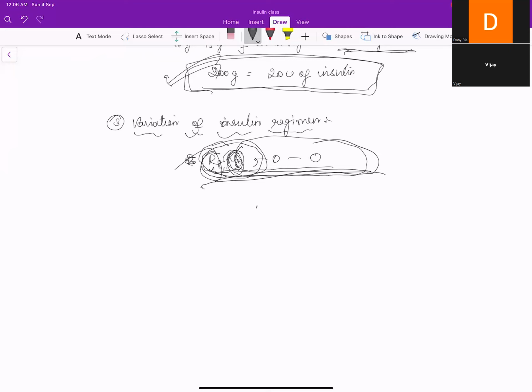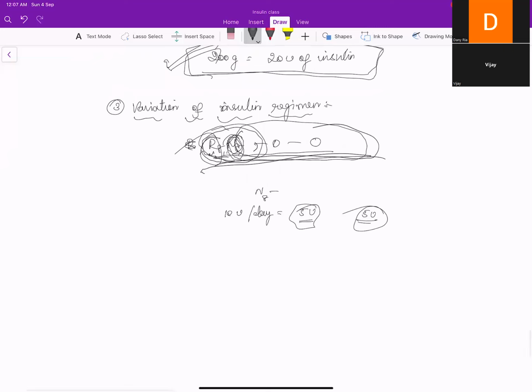Similarly, I told you N preferably you have to give in the night time to reduce the hepatic glucose output. But many people use N morning and night. So if you are starting at 10 units per day, rather than giving it completely in the night, some give 5 units in the morning and 5 units in the night. So everything is accepted. The only thing is, try to be as physiological as possible. Every insulin regimen is correct.